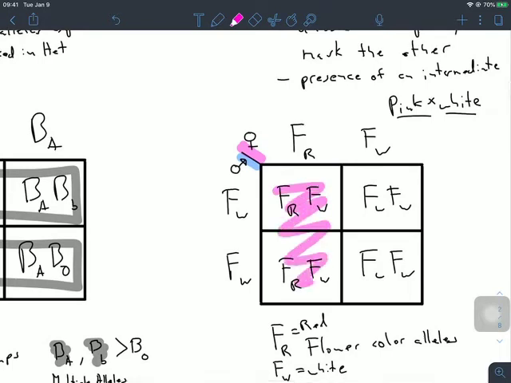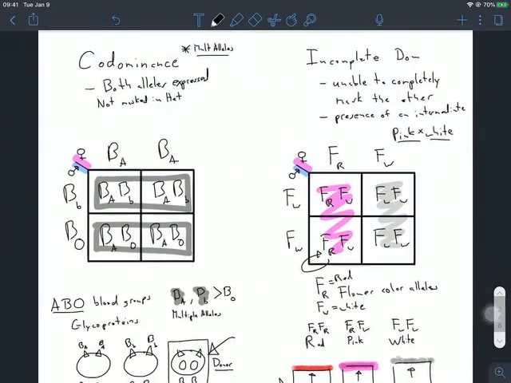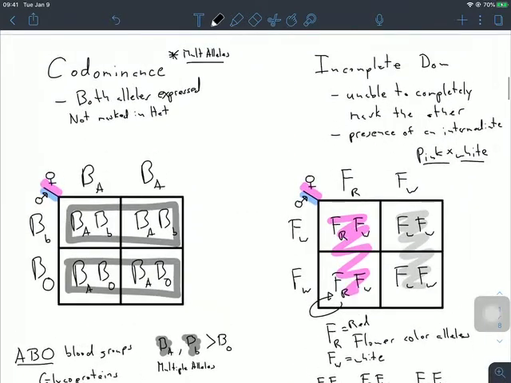Our pinks and our whites. Now, interestingly, if you then selfed the pink flowers, you then could get red-colored children. So in that way, you could potentially recover the phenotype of being red from flowers that are pink. So hopefully, codominance and incomplete dominance make sense to you.